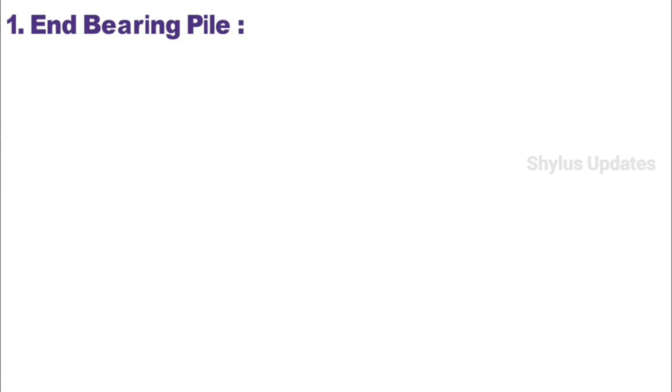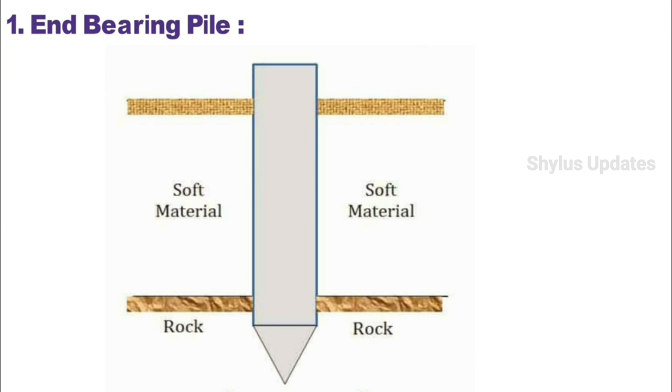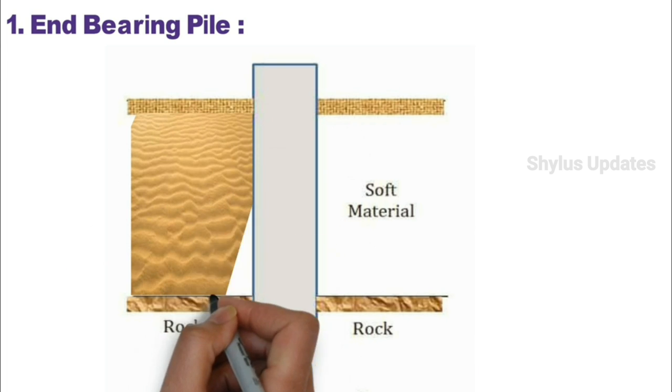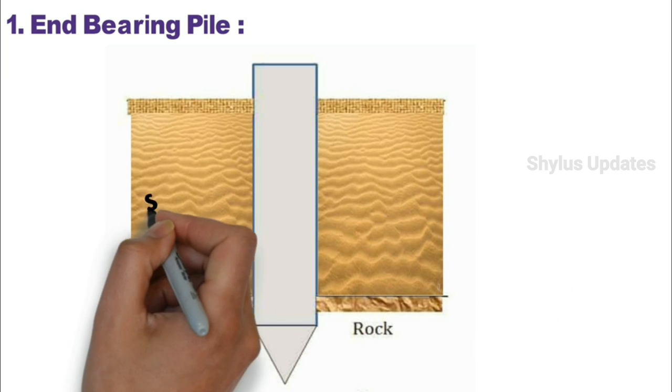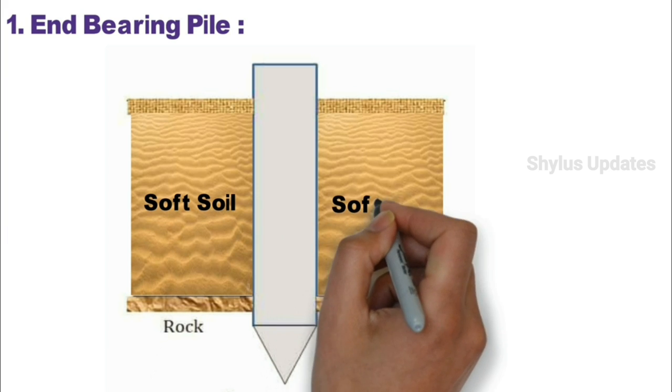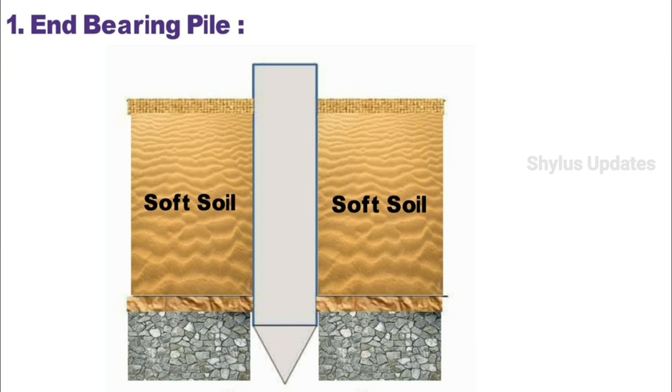End bearing pile. End bearing piles pass through weak soil and rest on strong soil layer, hence behaving like a column. That is why this type of pile is designed similar to a reinforced concrete column. In the picture, soft material means soft soil. And rock means hard strata.